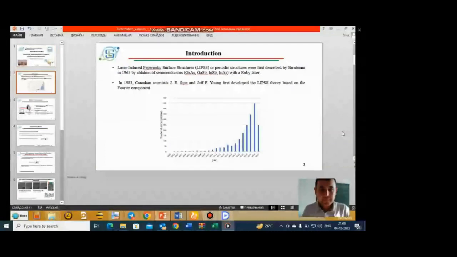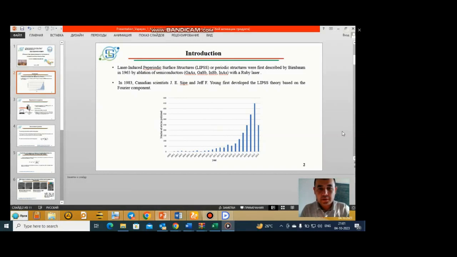Introduction. Laser-induced periodic surface structures, LIPSS, or periodic structures, were first discovered by Birnbaum in 1965 by ablation of semiconductors with a ruby laser. In 1983, Canadian scientists J.E. Sipe and Jeff Young first developed the theory based on the Fourier component.